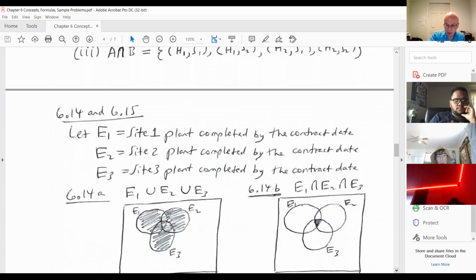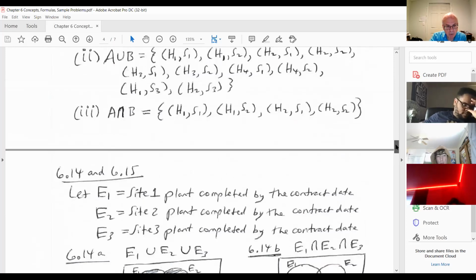And then 16.14 and 16.15 are giving you some practice using Venn diagrams. This is another way of displaying these events. Venn diagrams are used in sets. You might have learned about Venn diagrams when you were in high school.